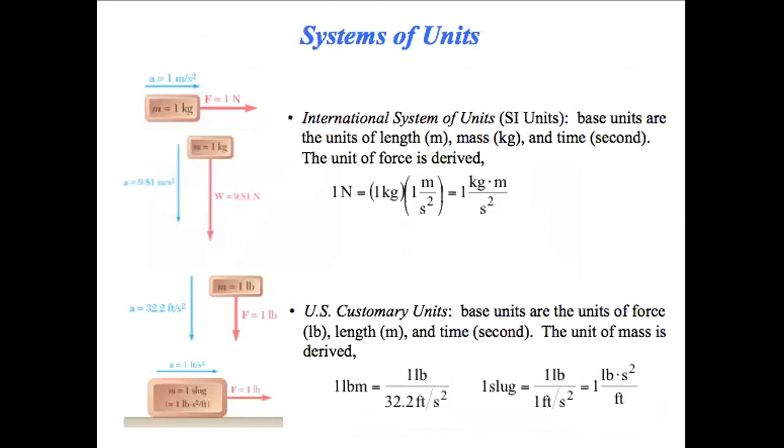In dynamics, we use two unit systems, SI units and US customary units. In SI units, force is usually expressed in newtons, mass in kilograms, and acceleration in meters per second squared. In US customary units, force is usually expressed in pounds, mass in slugs, and acceleration in feet per second squared.